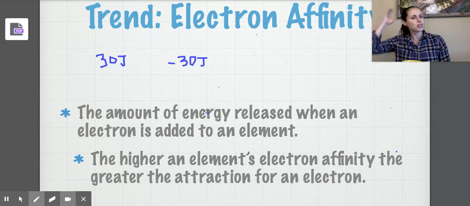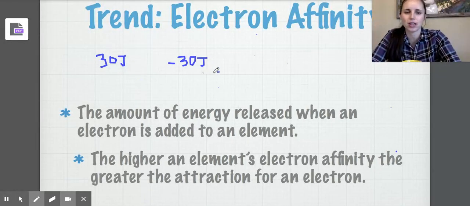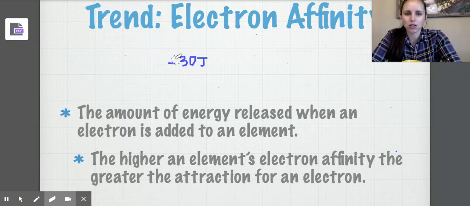So if you've already taken physics, you've already seen the whole idea of energy going from one direction to another. Essentially, electron affinity is going to be the exact same trend as ionization energy because it's the same number, essentially with a negative in it. So the amount of energy released when an electron is added to an element is our electron affinity.